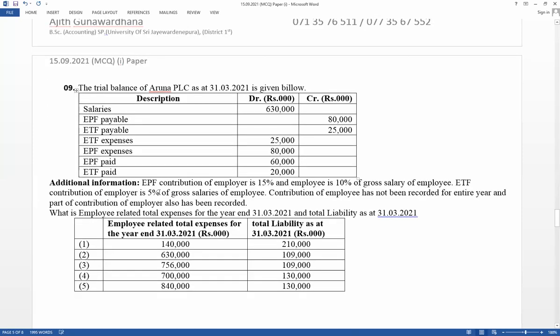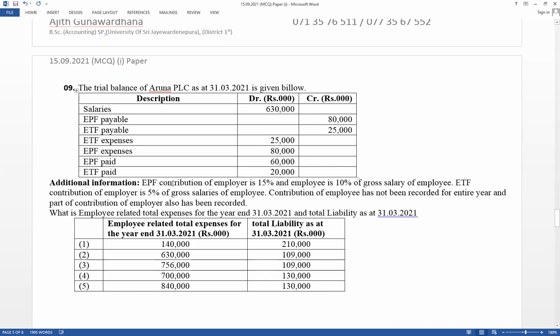EPF and ETF. Think it has given trial balance salary. Try to recognize which salary. As well as EPF payable account, ETF payable account, ETF expense account, EPF expense account. As well as it has given EPF paid and ETF paid.